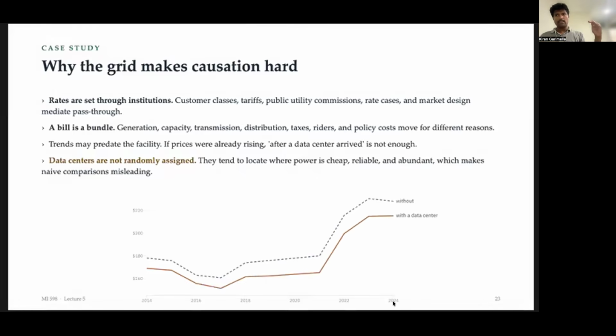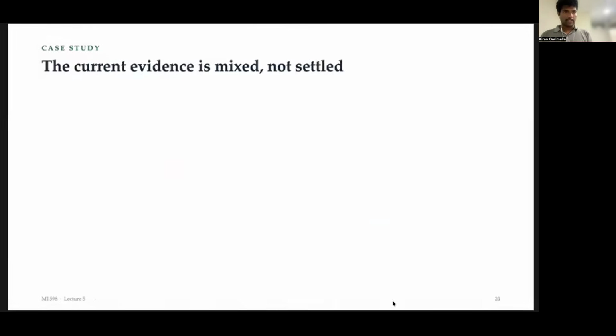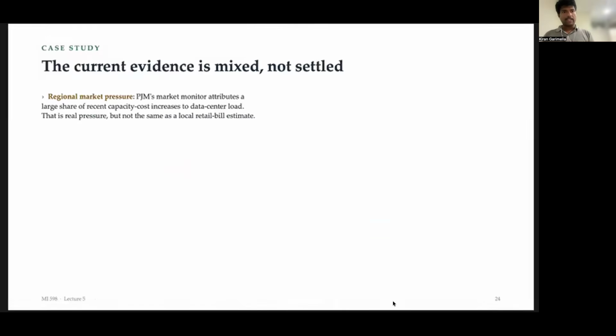And without a data center is always going to be lower, not because having a data center makes the power charges lower. It's just because data centers are set up in areas where the power is usually cheaper, right? These are in remote areas, or in areas with abundant power, or with easier access to a power plant, or things like that. So it's not that trivial to say, okay, if a data center comes up, my electricity bills will go up. That's not easy. There's a lot of mixed evidence. It's not settled.